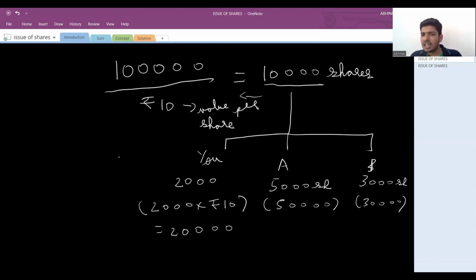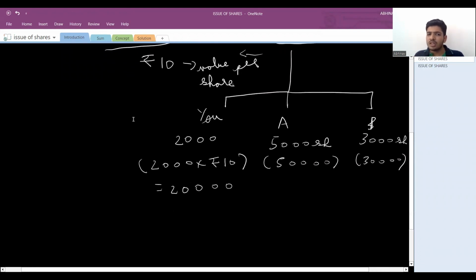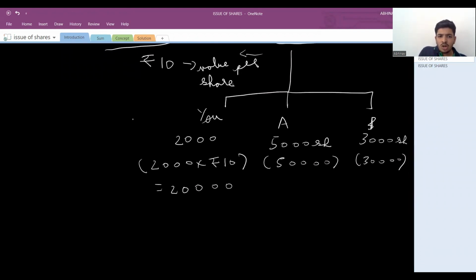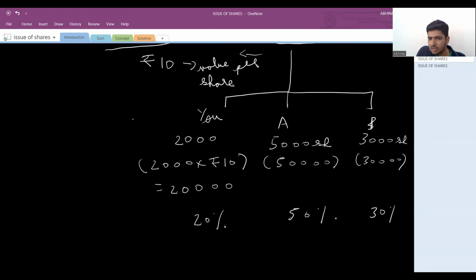So the entire share capital has been raised, right? Now what does this actually mean? This means that you own 20% of the business, A owns 50% of the business, and B owns 30% of the business. That's what it actually means. 30%, why? 3,000 divided by 10,000 shares is 30%. And another way, 30,000 divided by 1 lakh rupees share capital you need to raise is 30%. So that's how the profit sharing ratio is decided when it comes to this.